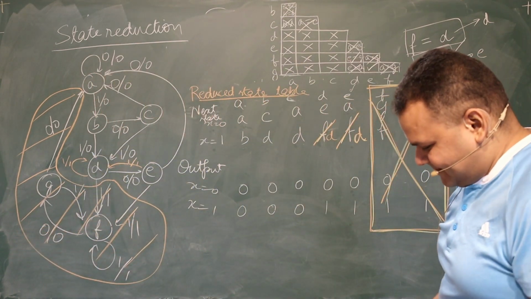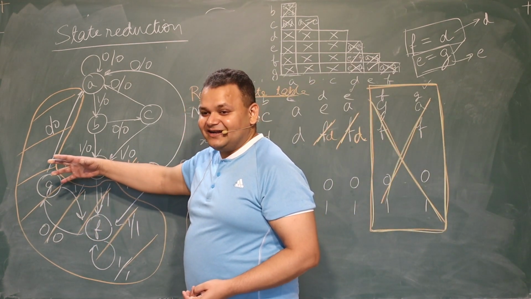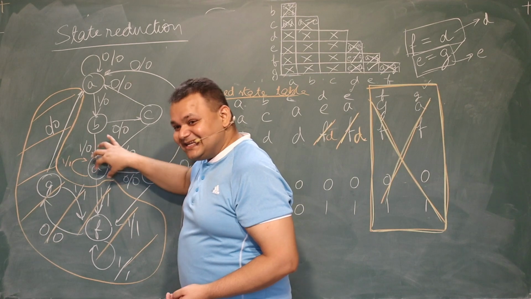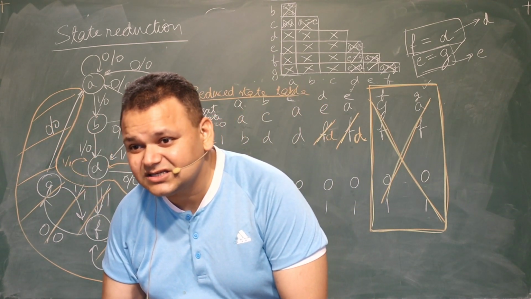Okay. So wherever F was sending you, the same place D is also sending you. Therefore those two states are equivalent to each other. Yeah, who is the next person asking the question?